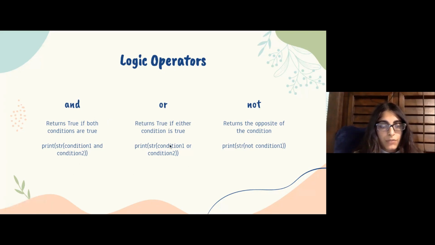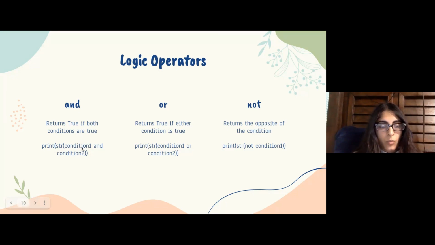If I want to see if at least one of them is true, I use or. And if I want to return the opposite of a condition, I put a not in front of it. So I put them inside of a string so that they would print. I cast them to string because you need to cast Booleans to string to print them out. You need to cast anything that you want to print out, so just remember that.